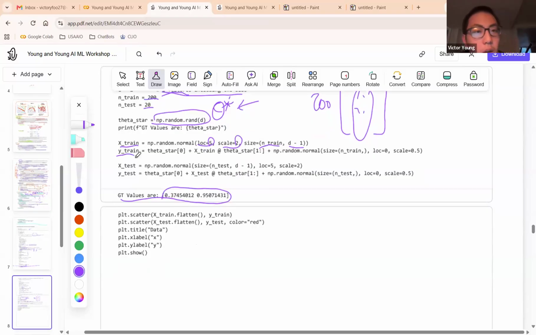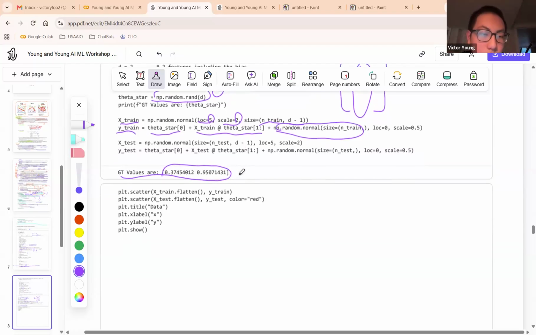Let's compute the Y train. Well, let's use our ground truth values. Here's the ground truth bias, plus the ground truth weight times X train. That is exactly the ground truth Y. Let's add some noise right here so that it is non-perfect, like real-world data.